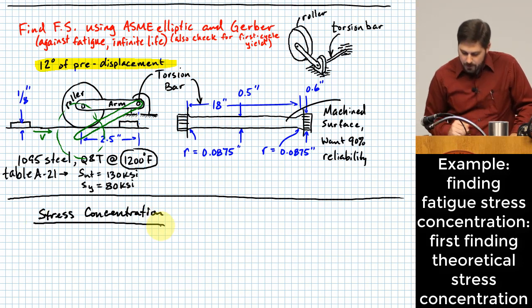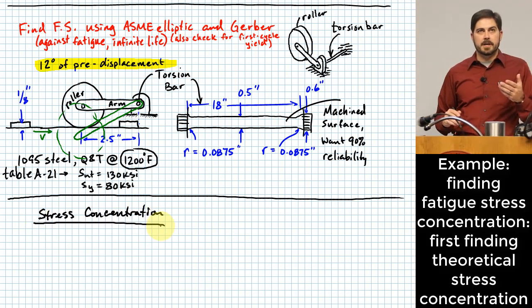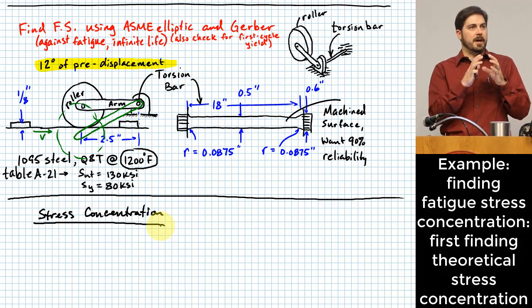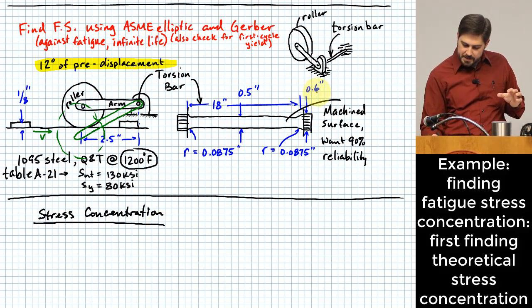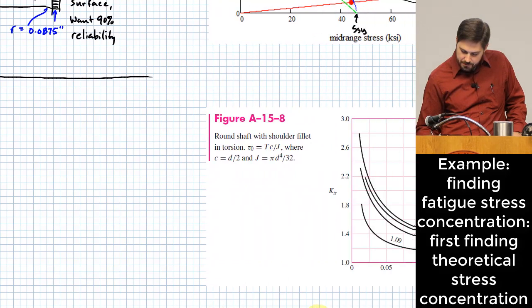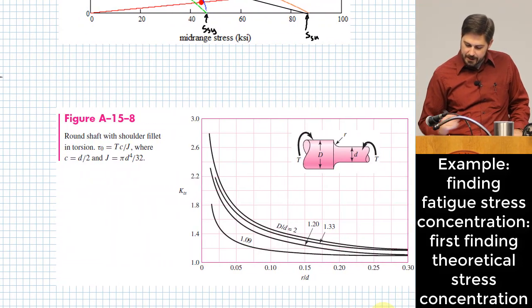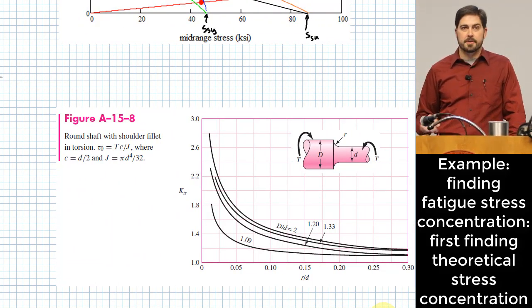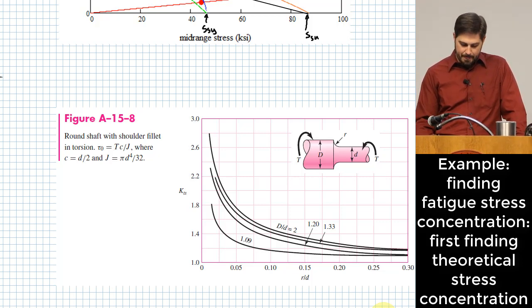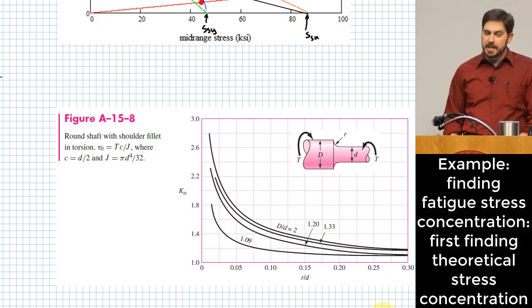Okay. We have stress concentration because the diameter of this torsion bar changes going from the 0.6 inch diameter down to the 0.5 inch diameter. And so what we need to do is find, first of all, the chart that allows us to come up with our theoretical stress concentration factor, K sub T. For this chart, what do we need?